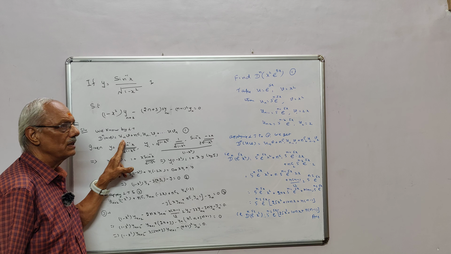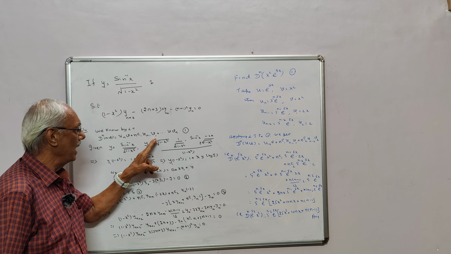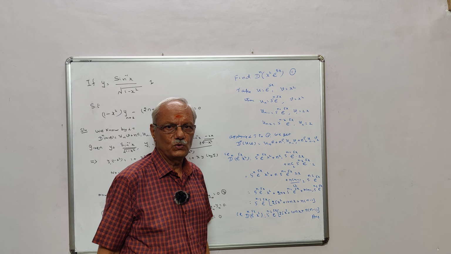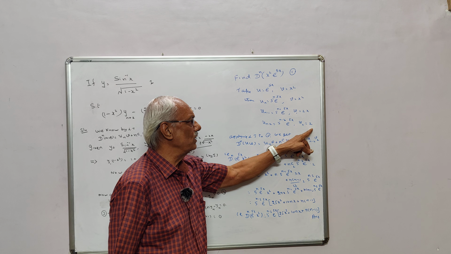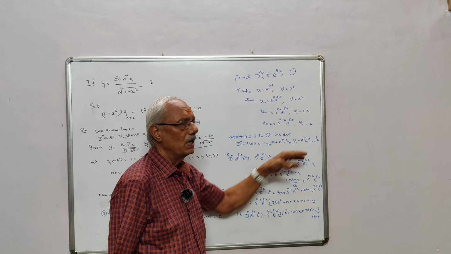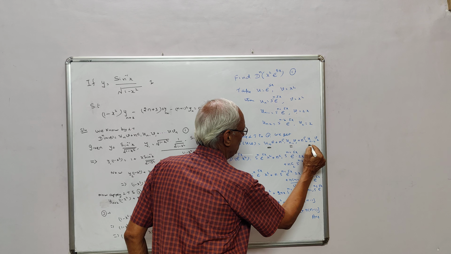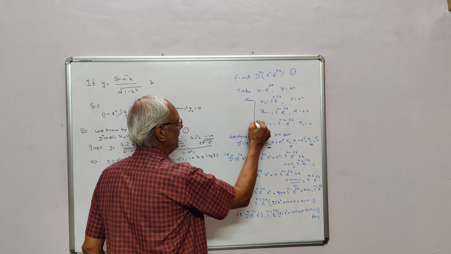So for this particular problem, the nth derivative of uv is u_n v plus nC1 u_(n-1) v_1 plus nC2 u_(n-2) v_2. I have stopped with v2 because v2 is equal to 2, and the differentiation of a constant is 0, so further everything will be 0, and we have to stop at this place. Now it is our job to find out what is u_n, what is u_(n-1), and what is u_(n-2).